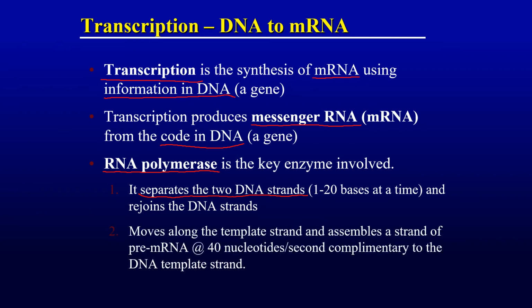Second, as it moves along the DNA molecule, it uses only one of the DNA strands, which we refer to as the template strand. So it uses the template strand to assemble a strand of pre-messenger RNA at about 40 nucleotides per second. That's incredibly fast. And that pre-messenger RNA strand has a sequence that's complementary to the DNA template strand.